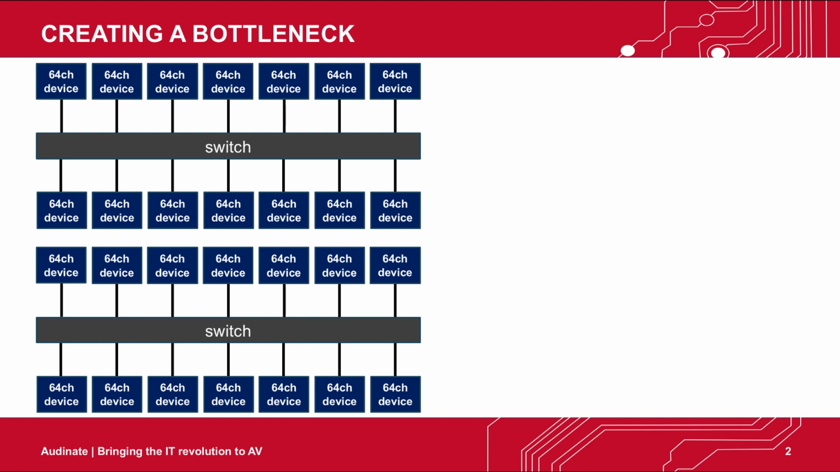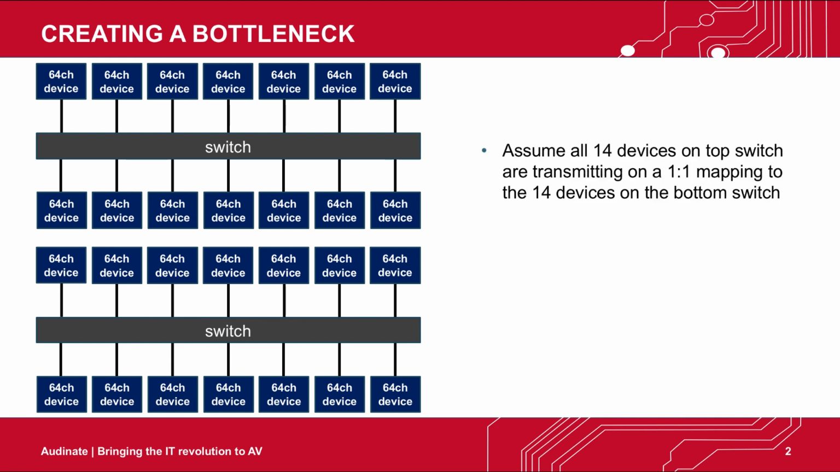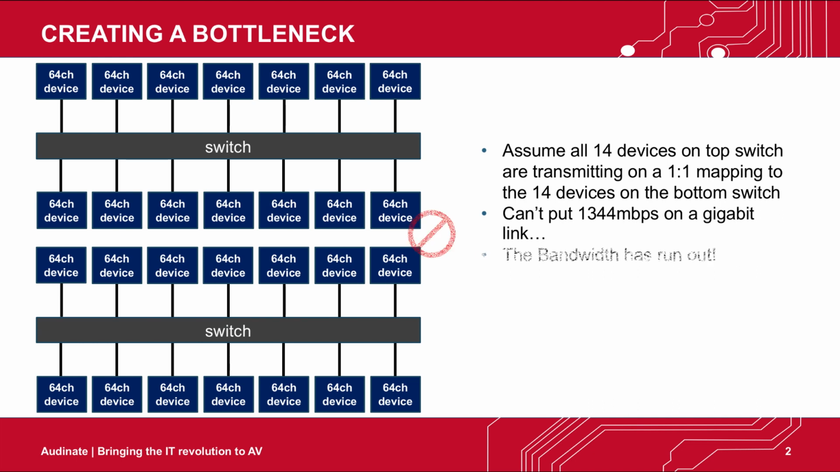In a previous module, we looked at how bandwidth is utilized in Dante. In this example, let's assume all 14 devices on the top switch are transmitting on a one-to-one mapping to the devices on the bottom switch. We know that we can't put all 1,344 megabits per second on a gigabit link. Why? Because the bandwidth has run out.